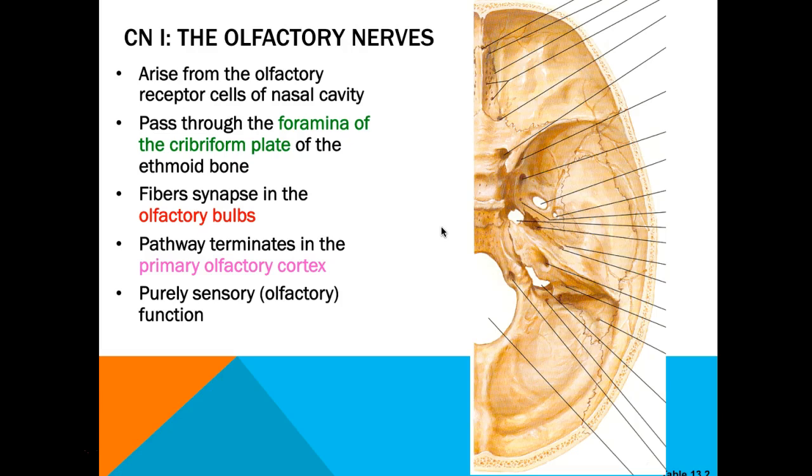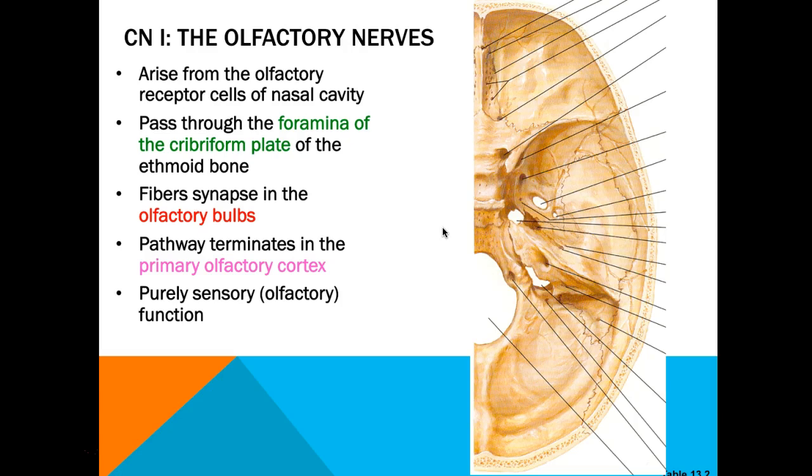So let's start off with cranial nerve number 1, which is your olfactory nerve. Your olfactory nerve is going to arise from olfactory receptor cells of your nasal cavity. Now remember that your olfactory nerve is purely sensory. So we are going to start off by getting some type of stimulus, which in this case would be a chemical stimulus of smell within the nasal cavity.